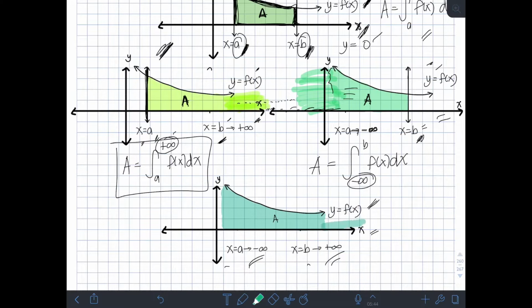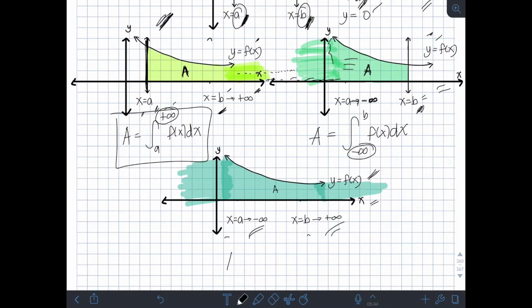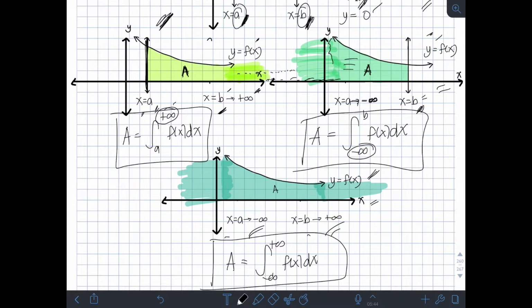So, pwede siyang mag-extend to the right up to positive infinity, and then mag-extend to the left up to negative infinity. So, ang formula natin for this region will be area is equal to integral of f of x dx from negative infinity to positive infinity. Okay? So, ito yung tatlong case natin for improper integrals.